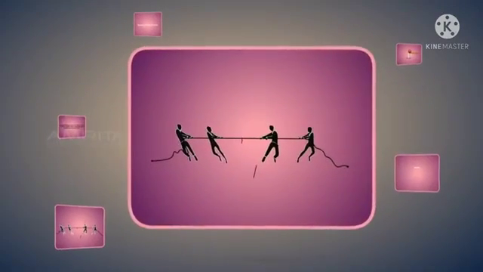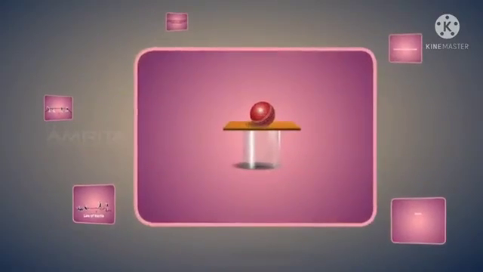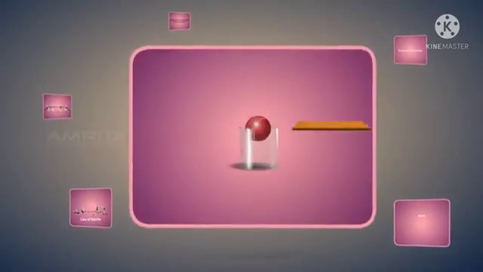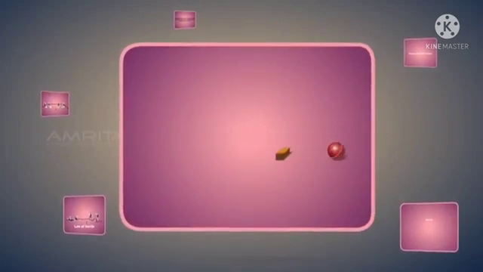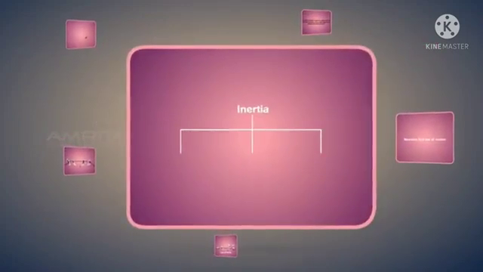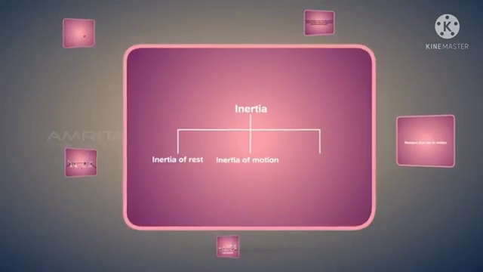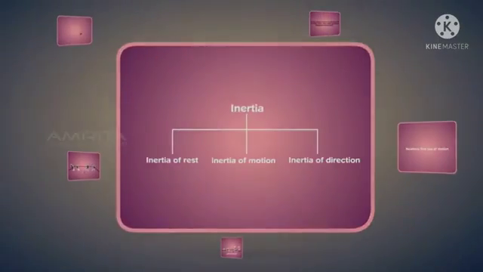Newton's first law is also known as the law of inertia. The tendency of an object to continue its state of rest or of uniform motion in a straight line is called inertia. The three types of inertia are inertia of rest, inertia of motion, and inertia of direction.